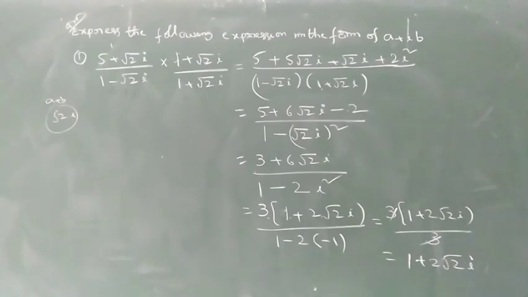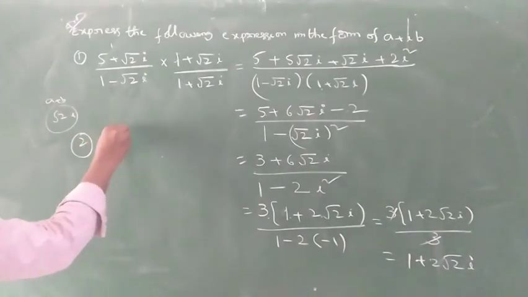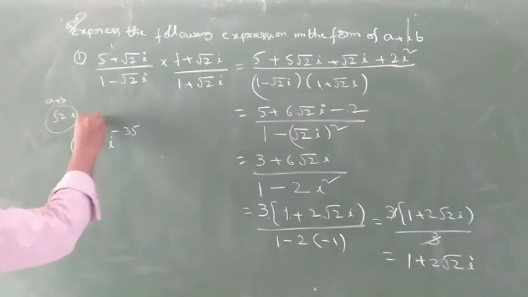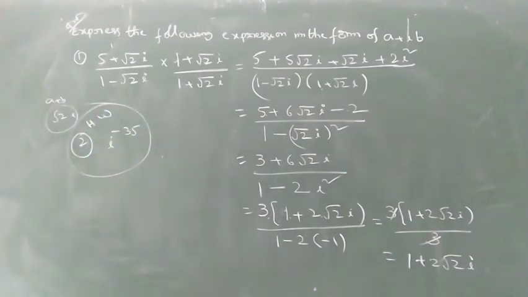Another one, second problem: i power minus 35. We have to try. i power minus 35 is equal to 1 by i power 35. Convert 35 in terms of any other power. So the topic is expressing in a plus ib form. This is the topic for complex number multiplicative inverse. These two topics are completed.